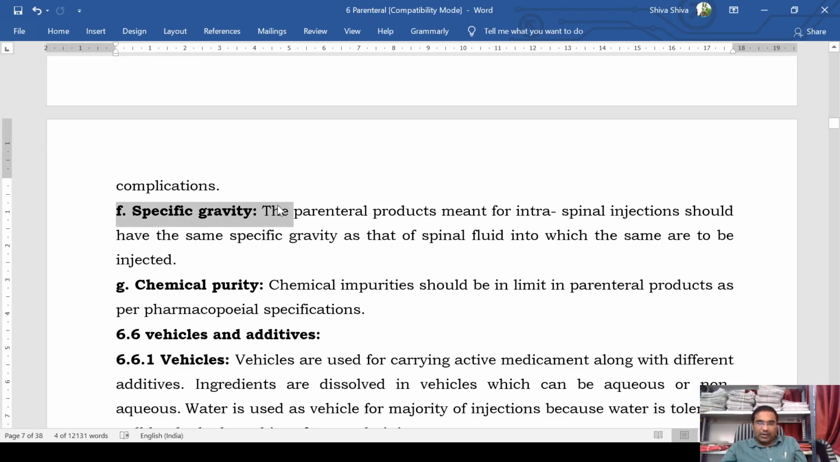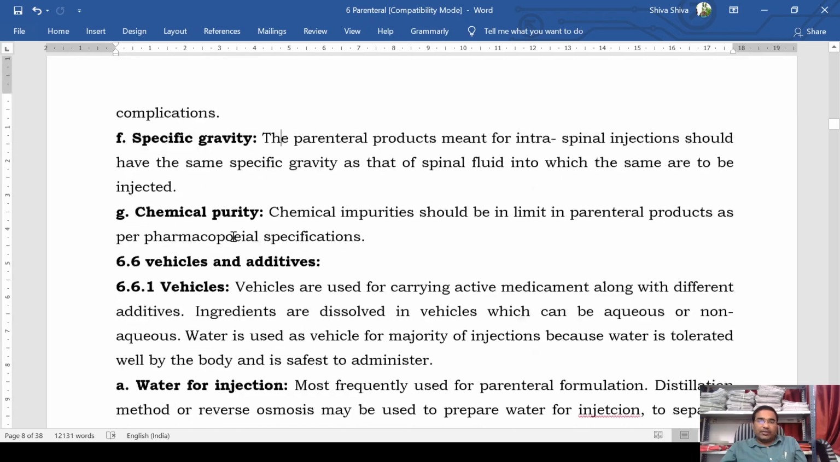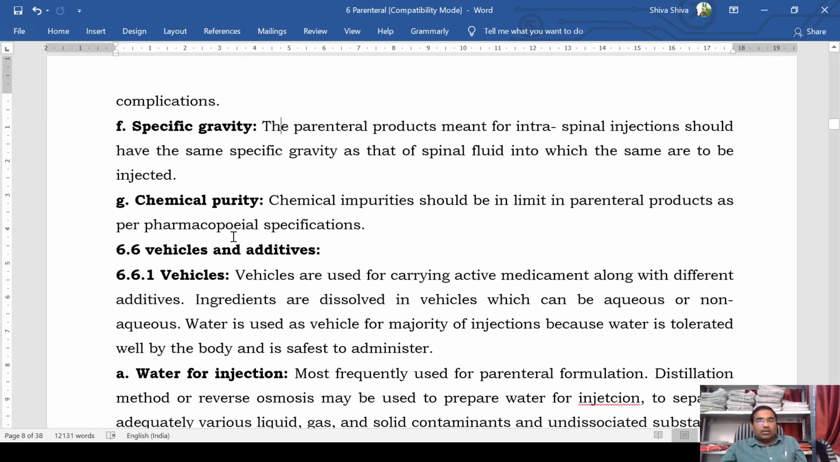Then specific gravity. So the parenteral products meant for intraspinal injection should have the same specific gravity as that of the spinal fluid into which they are to be injected. Then chemical purity. Parenteral products should be chemically pure.